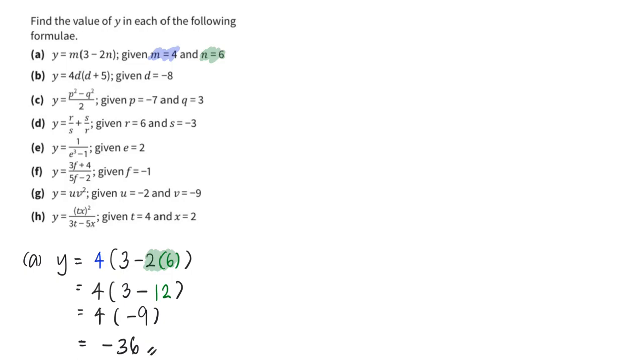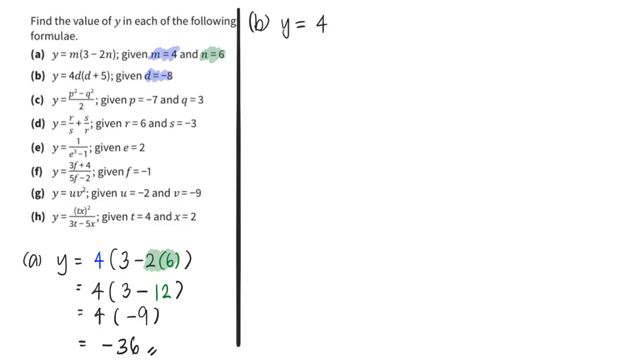Let's move on to the next question. For part A, done. Let's do part B. y is equal to 4 times m, and d is given as negative 8. So 4 times negative 8, times again the negative 8 plus 5.